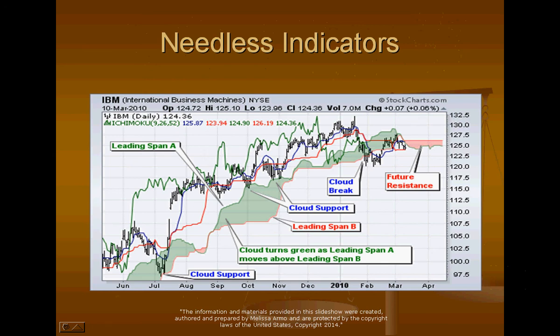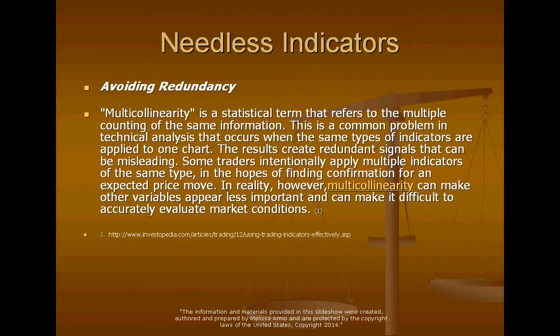All right, there's something called avoiding redundancy. It's called multicollinearity. It is a statistical term that refers to the multiple counting of the same information. This is a common problem in technical analysis that occurs when the same types of indicators are applied to one chart. This is important, people.